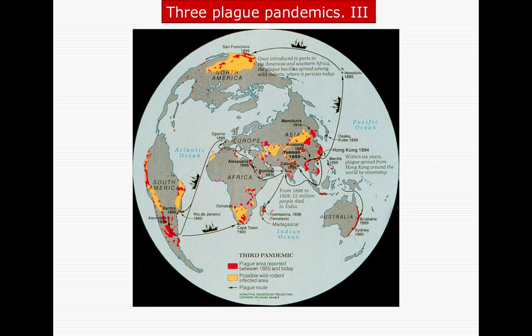And the most recent one started in Yunnan province in central China in the mid-19th century, got to Hong Kong by the end of the 19th century, and then spread by marine shipping all over the world in the few years after 1894. Being the first time that these bacteria were introduced to Madagascar on a ship from India in 1898, the first time it reached North America on a ship from Hawaii in 1898, as well as other continents where it didn't establish. But it did establish in Madagascar and did establish in the US.